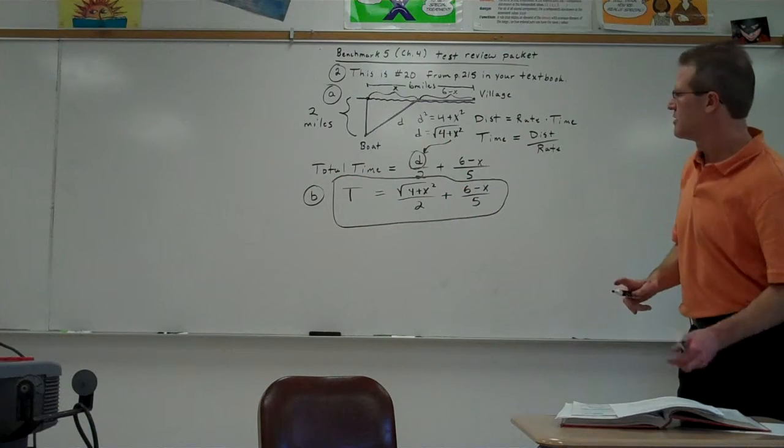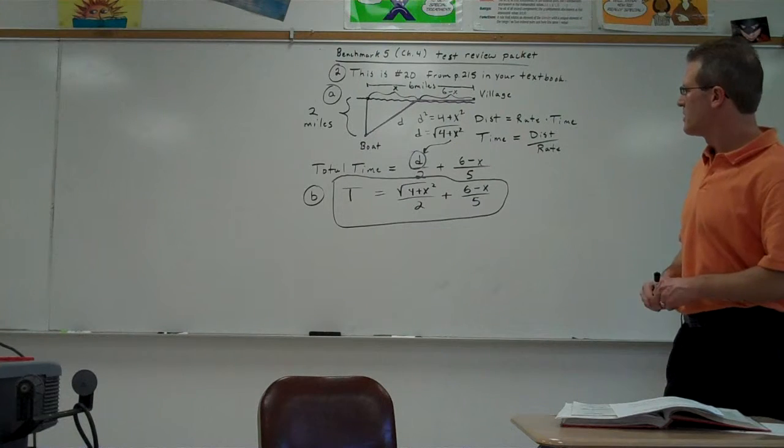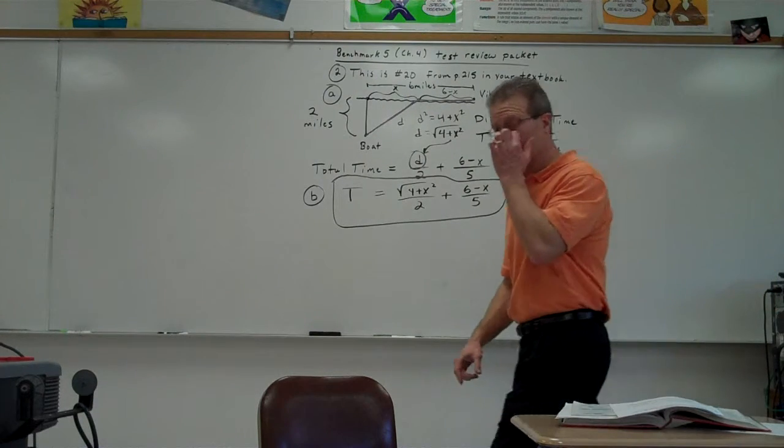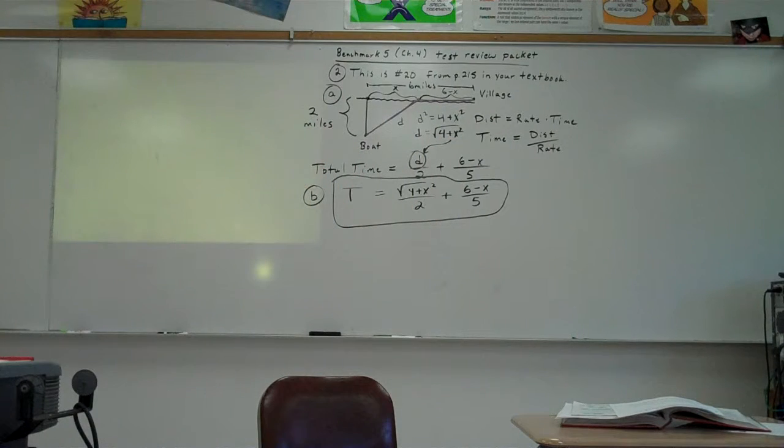Part C is to find that minimum time and where she should aim her boat graphically. So we're going to use our graphing calculator. We're going to go to y equals and type in the expression. Keep in mind here that instead of t, I'm going to have a y. So my y coordinate will represent total time. So I'm going to go square root of 4 plus x squared, close your parenthesis, divide by 2, plus parenthesis 6 minus x, parenthesis divided by 5.